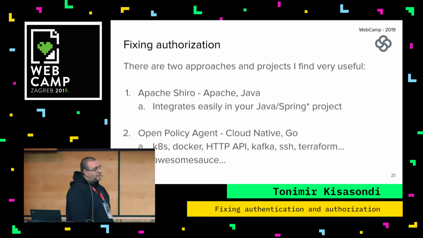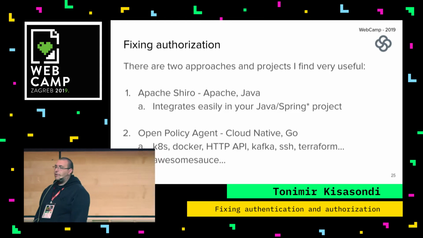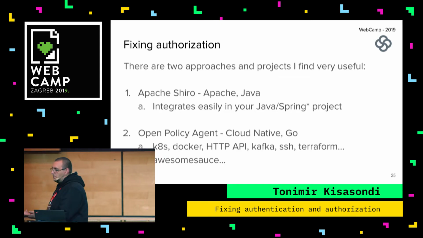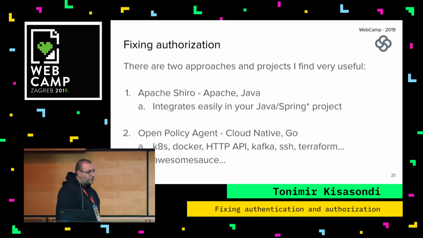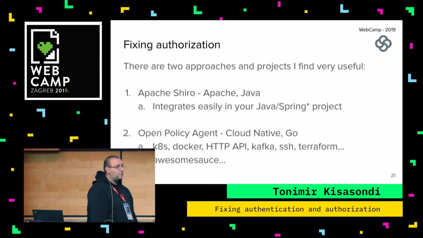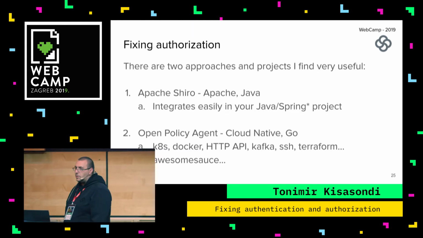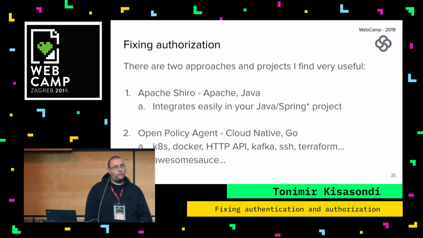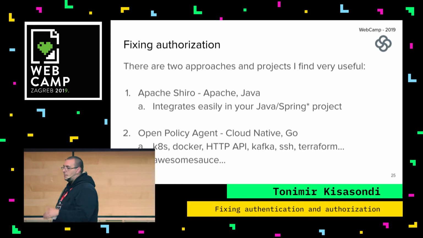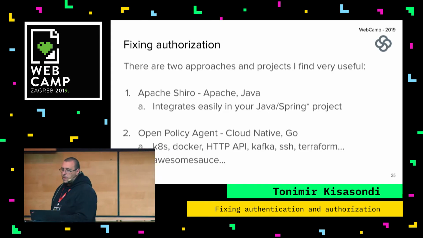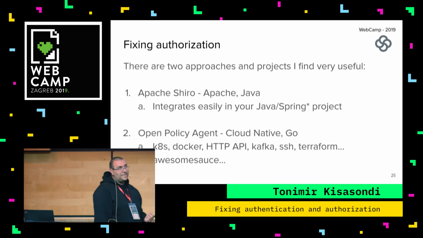There are a couple of ways you can fix authorization. Some of them I quite like. One of them is Apache Shiro, which will integrate nicely in your Java and Spring project. It will work flawlessly. The second one is pretty new and hip and cool. It's called Open Policy Agent. It's written in Go. It's part of the Cloud Native set of tools and the Cloud Native Computing Foundation. It integrates nicely in Kubernetes. It works with Docker, so you can also do authorization on specific parts of your Docker use case, so you can prevent deletion, allow viewing of only some containers and so on. You can use it to secure HTTP APIs. You can use it to secure specific Kafka topics.